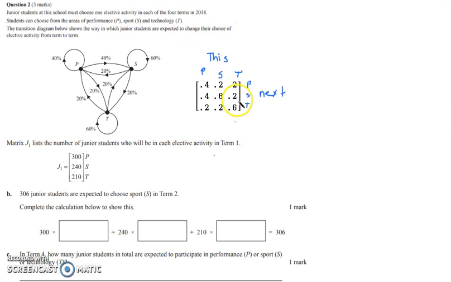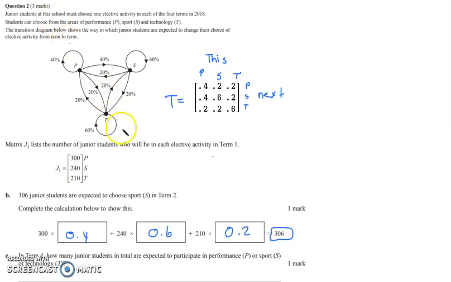Looking at this T matrix, the question is asking about those who are choosing sport next term. So we're looking at this row here: those who are doing performance that change to sport, those who are doing sport that stay sport, and those who are doing technology and move to sport. The first column is performance, 0.4, because it's performance to sport. This one here would be 0.6, those who stay in sport, so sport to sport, and this column here would be 0.2 for those going from technology to sport. If you do this calculation on your calculator, it does equal the 306, which is what we are after.